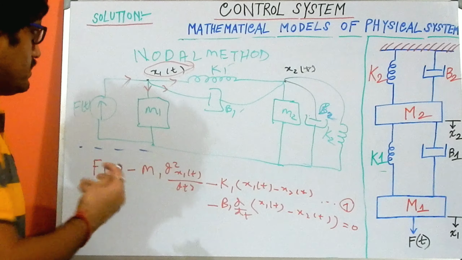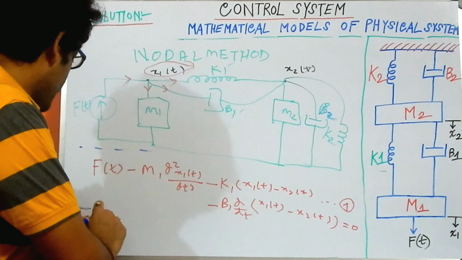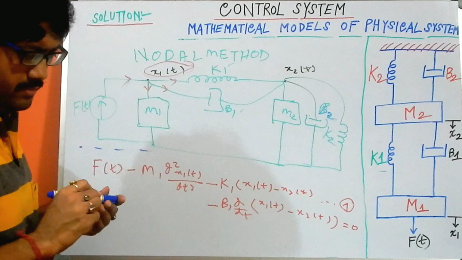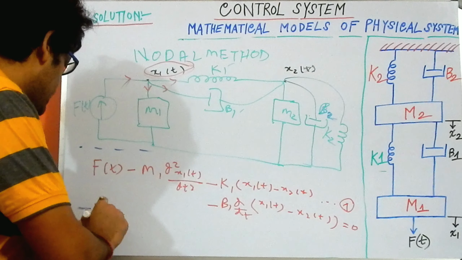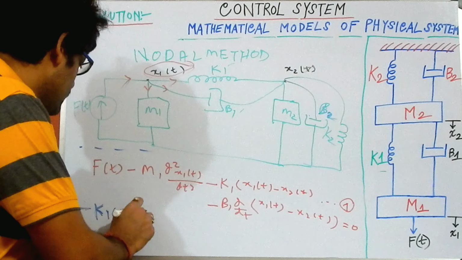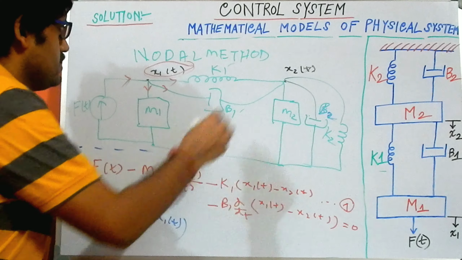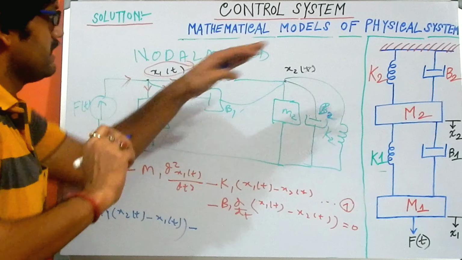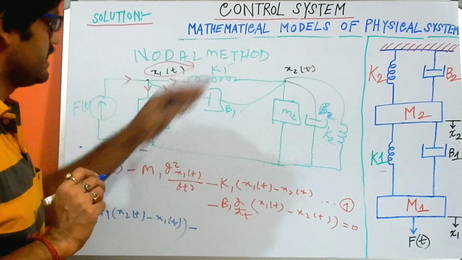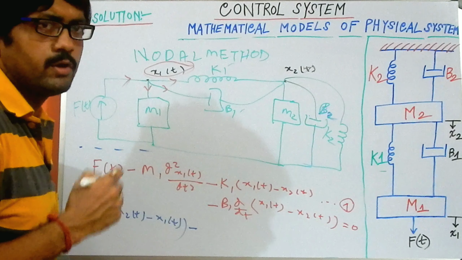For the K1, the equation is minus K1 X2 T minus X1 T. So this is for this common part. The next one is, as I am taking that X2 is our reference, that is why X2 is greater compared with X1. Okay, have you got my point?